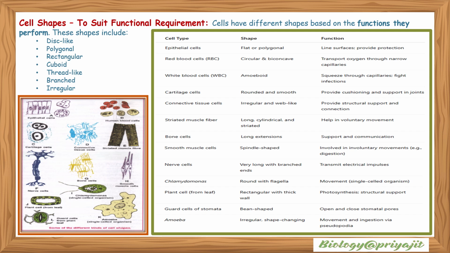Cartilage cells are rounded and smooth. They provide cushioning and support in joints. Connective tissue cells are irregular and web-like. They provide structural support and connection. Striated muscle fibers are long, cylindrical and striated. They help in voluntary movement.